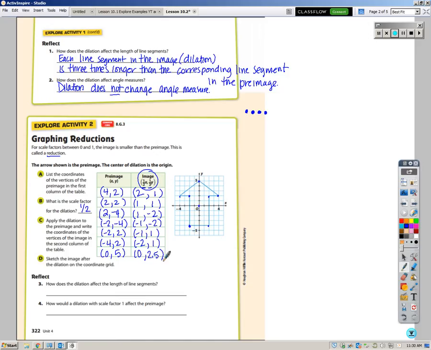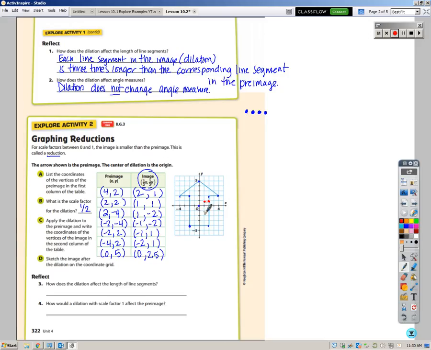So now I've got my coordinates for my image, and it wants me to graph based on these coordinates, okay? So I know this is a reduction. It should get smaller. So hopefully I have the same shape, but a different size. So I'm going to start here with 2 and 1. And then 1 and 1.